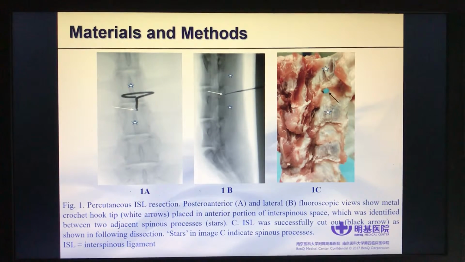Figure 1 shows percutaneous ISL resection. Posterior, anterior, and lateral fluoroscopic views show the middle crochet hook tip was placed in the anterior portion of the interspinal space. These are interspinal processes. ISL was successfully cut out as shown in the following dissection.